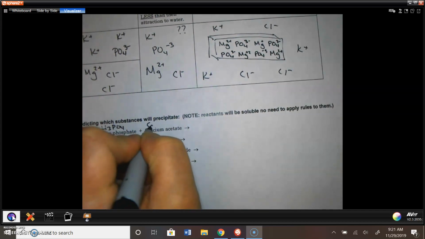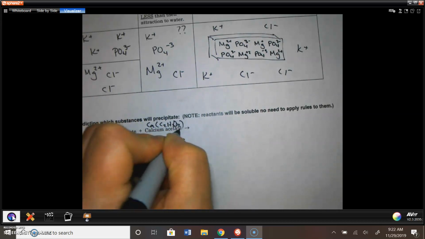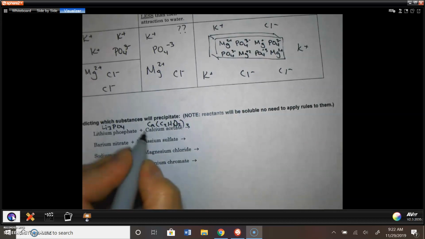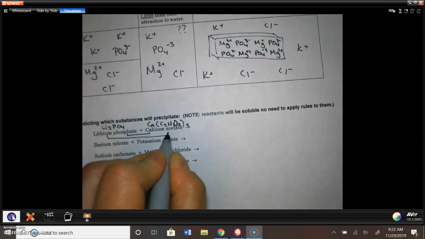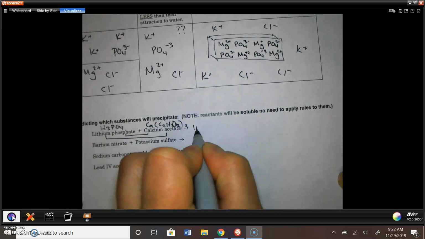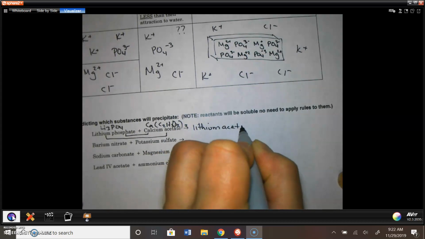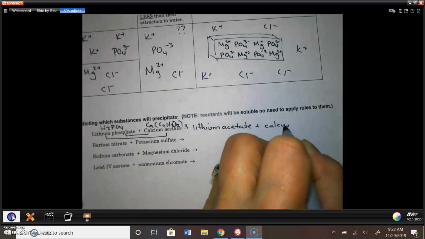Calcium acetate, Ca(C2H3O2)2. Okay. If I have 2 solutions of these guys and I mix them together, what's going to happen? Well, calcium would combine with phosphate, lithium would combine with acetate. So I would get lithium acetate and calcium phosphate.